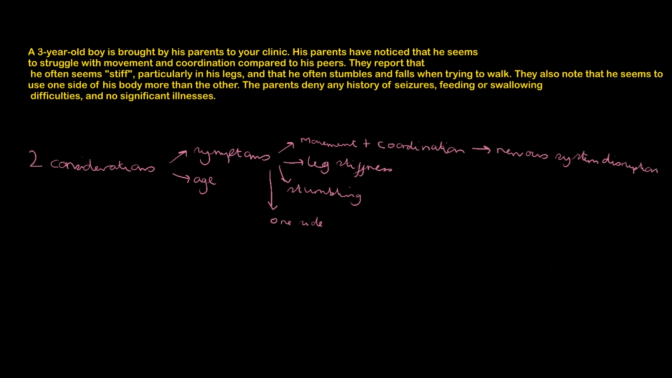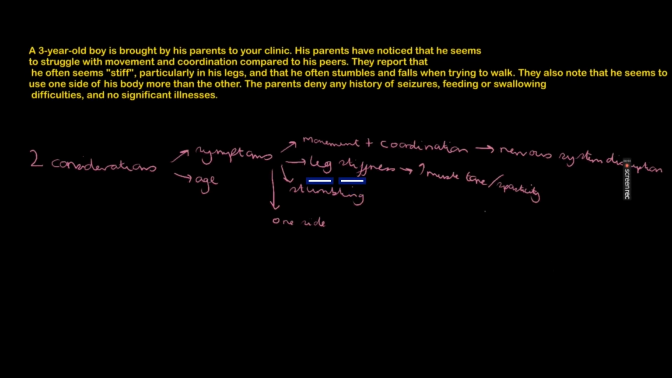So given the child's specific symptoms reported by the parents, so that includes a child's struggle with movement and coordination, stiffness, the frequent falling, and preferentially using one side of his body. This suggests a disruption in the nervous system's ability to control the muscle movements properly. Especially the stiffness in the legs can be indicative of increased muscle tone or spasticity. These are usually common features of neurological conditions such as cerebral palsy.